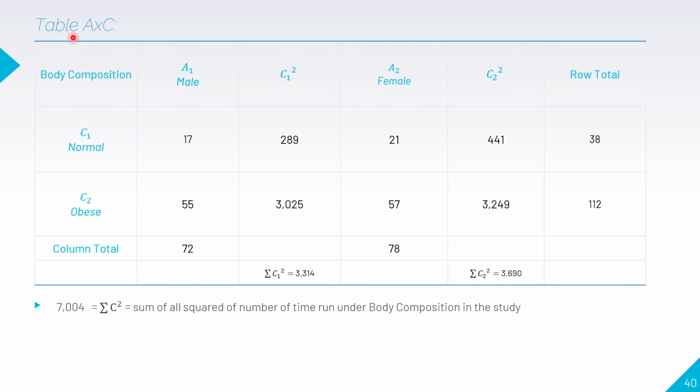In table A by C, we can find our summation of C squared, the sum of all squared number of times run under body composition in the study. So we just need to square this, and then add. We have now the summation of C sub 1 squared, 3,314, plus the summation of C sub 2 squared, 3,690, and we have 7,004 as our answer.